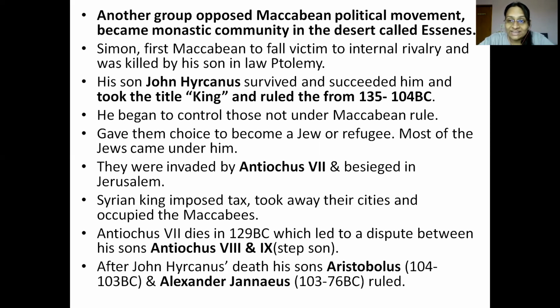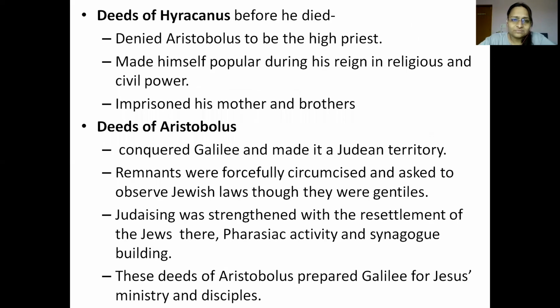After John Hyrcanus' death, his sons succeeded him: Aristobulus, who ruled from 104 to 103 BC, and his other son Alexander Janus, who ruled from 103 to 76 BC. Now let us look at the deeds or the works of these people.